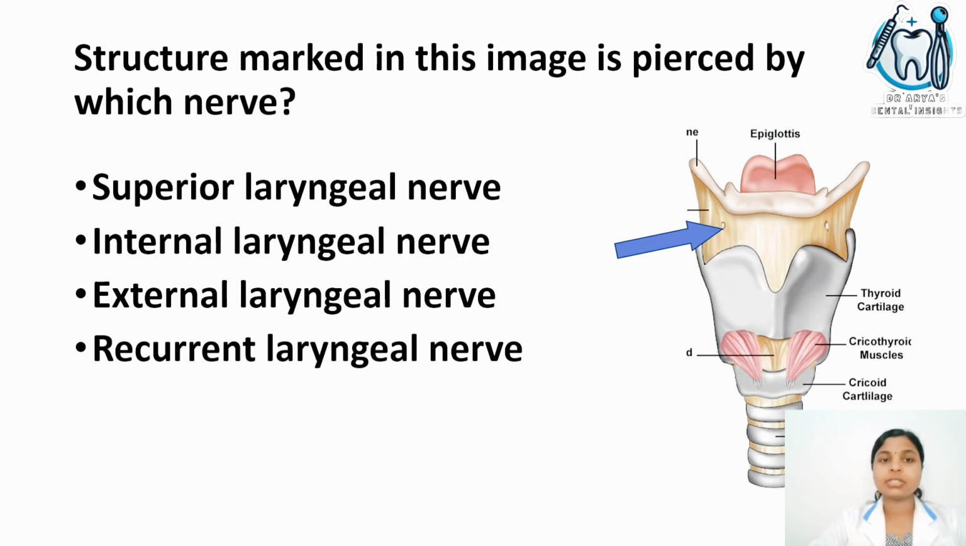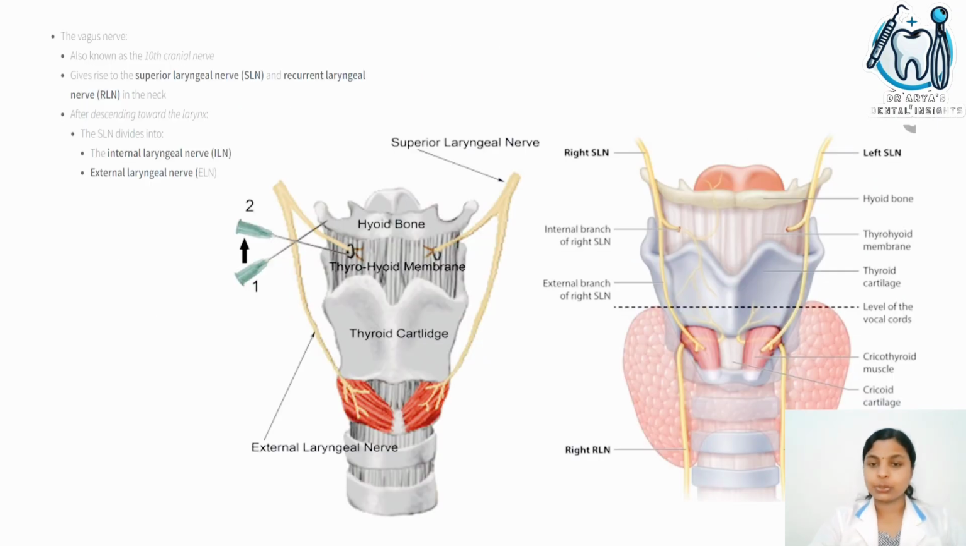Coming to the next question: the structure marked in this image is pierced by which nerve? This is the marked structure. Which structure is this, and which nerve pierces through it? The options are superior laryngeal nerve, internal laryngeal nerve, external laryngeal nerve, and recurrent laryngeal nerve. So which is correct? This is the picture.